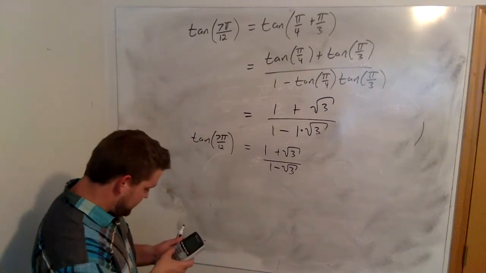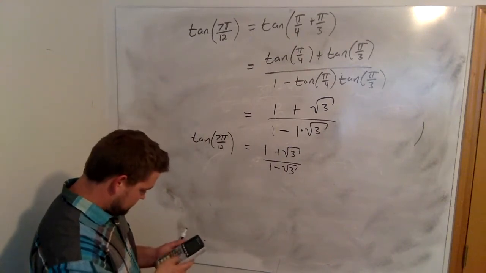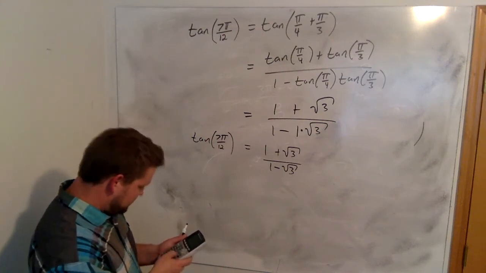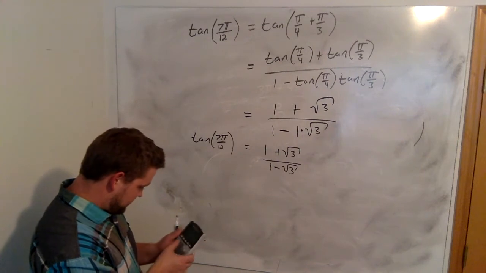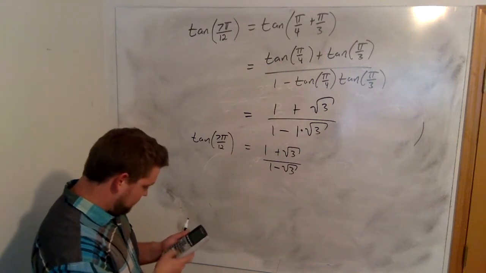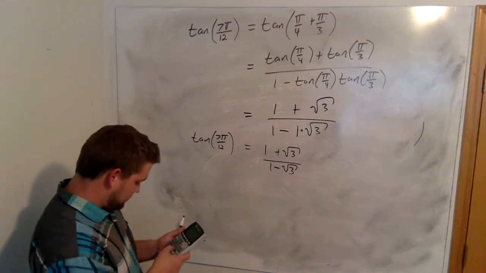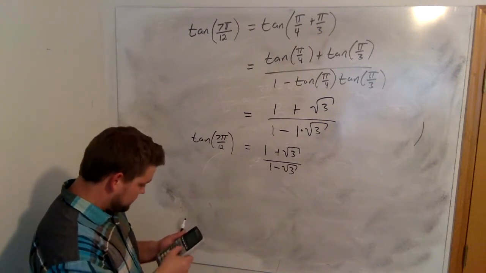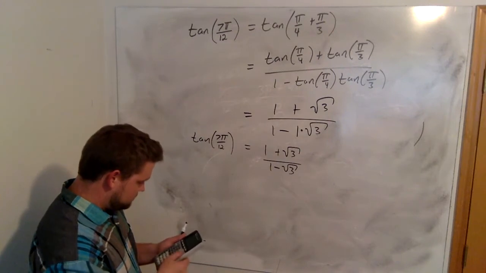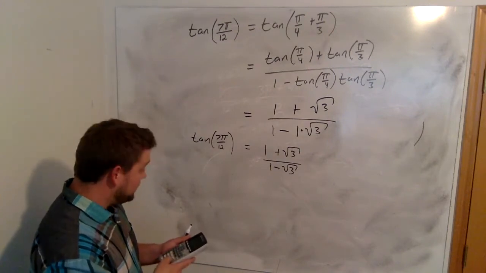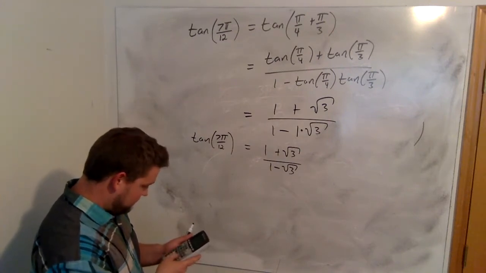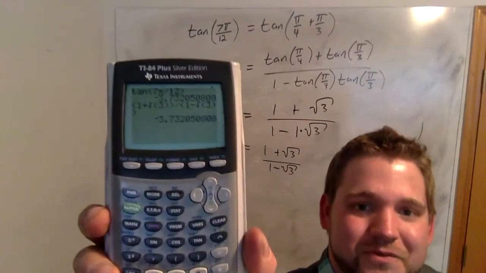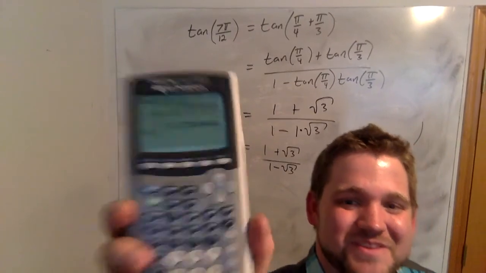Let's use our calculator to check. Make sure we're in radian mode. Okay, we're in radian mode, so tangent of 7 pi divided by 12. And let's also do 1 plus the square root of 3, divided by 1 minus the square root of 3. And notice we're getting the same thing. Awesome. So this is the answer.